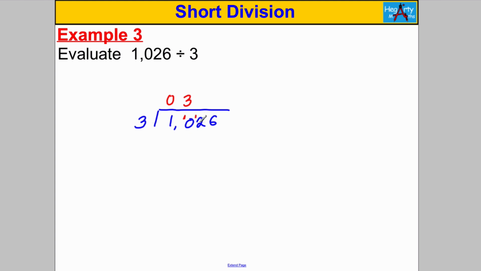How many times does 3 go into 12? It goes in 4 times exactly. How many times does 3 go into 6? It goes in 2 times exactly. So going up to my original question, I can say that 1026 divided by 3 must be 342.